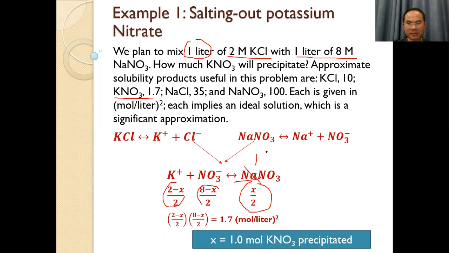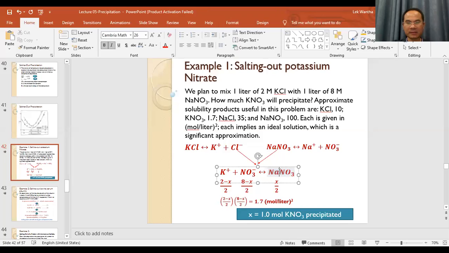Sorry, something is wrong. This is potassium nitrate, precipitate.